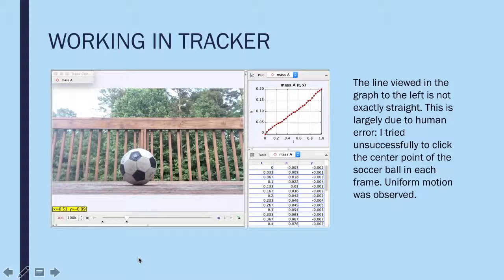Working in Tracker proved to be a little bit more difficult than I thought. As you can see, the line viewed in the graph to the left isn't exactly straight. Again, this is largely due to human error. I collected and selected the point masses as I went along, and I noticed that the curve produced was very jagged. I found it difficult just to click on the center point, but I did try my best to do so.